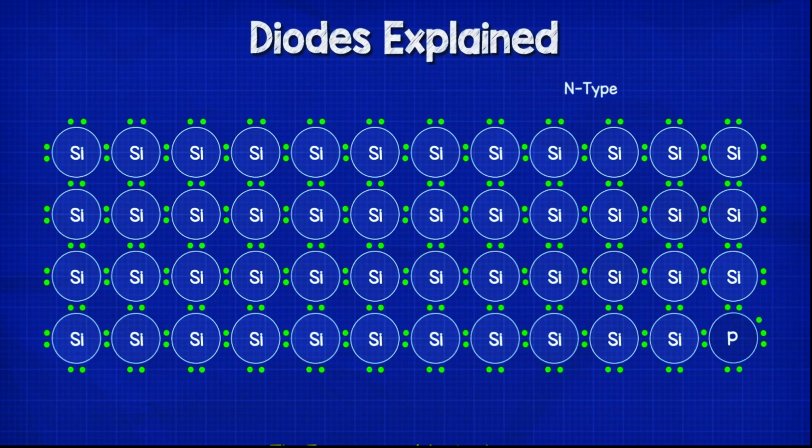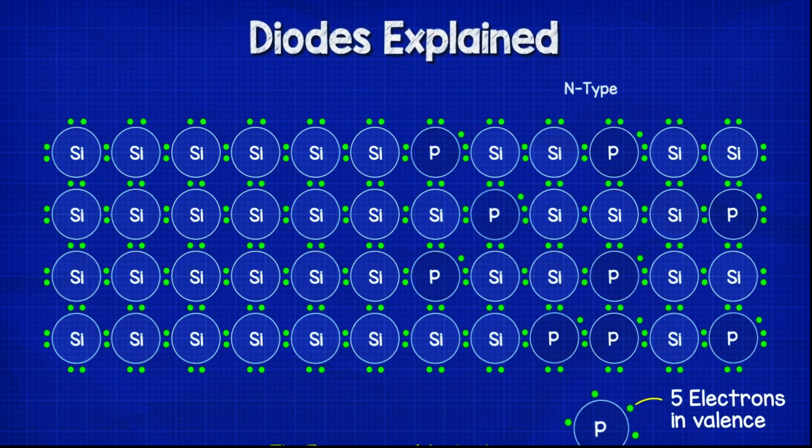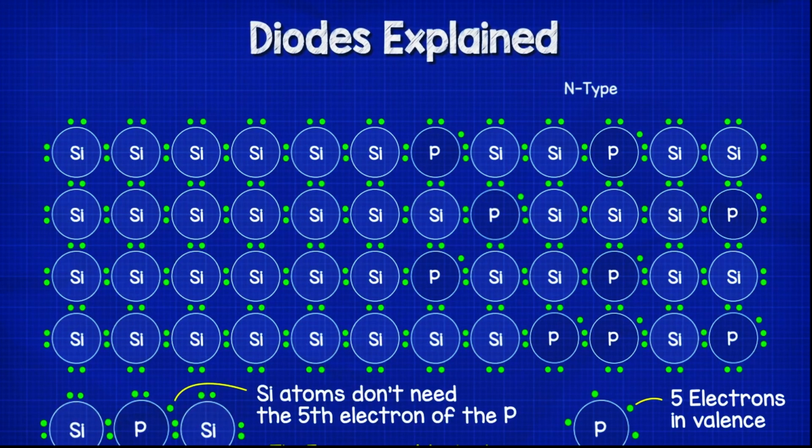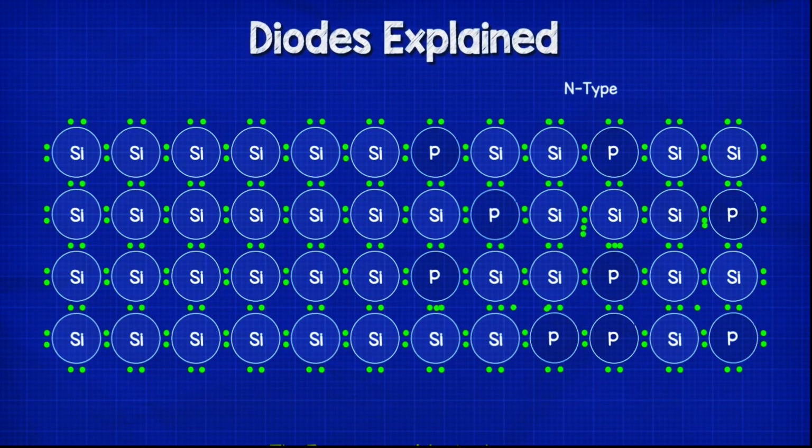When we add in the n-type material such as phosphorus, it will take the position of some of the silicon atoms. The phosphorus atom has 5 electrons in its valence shell, so as the silicon atoms are sharing electrons to get their desired 8, they don't need this extra one. So there are now extra electrons in the material and these are therefore free to move.